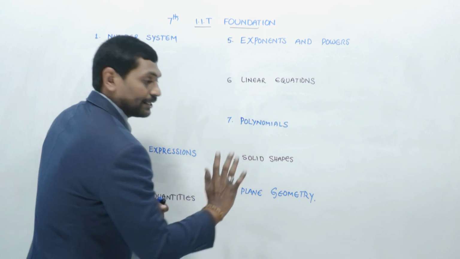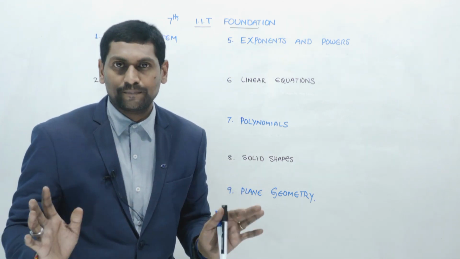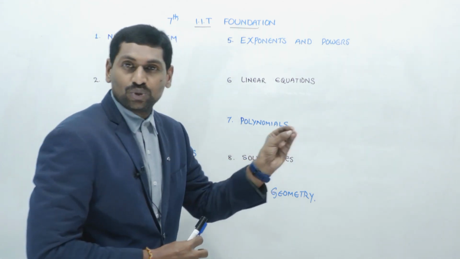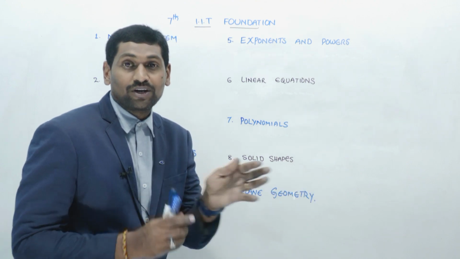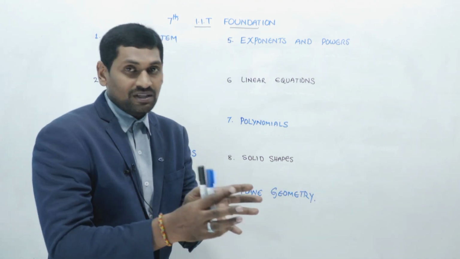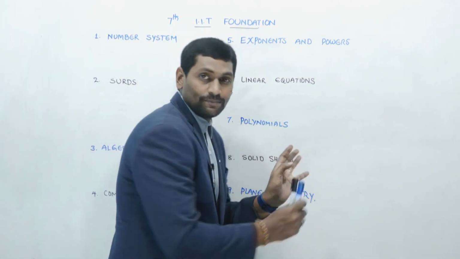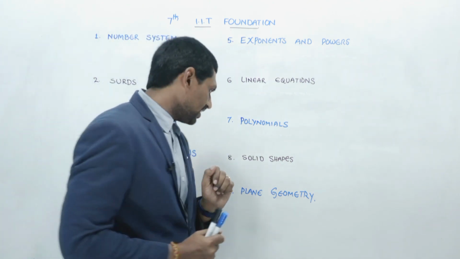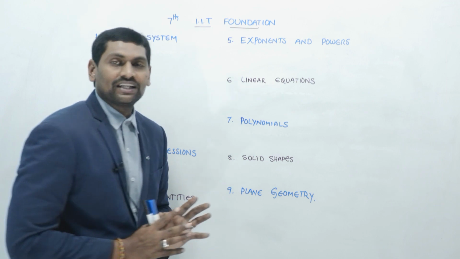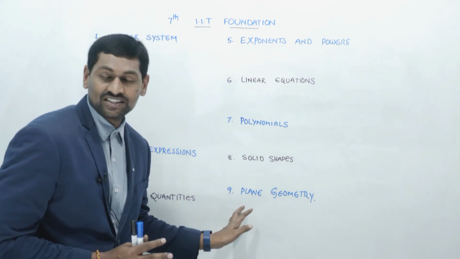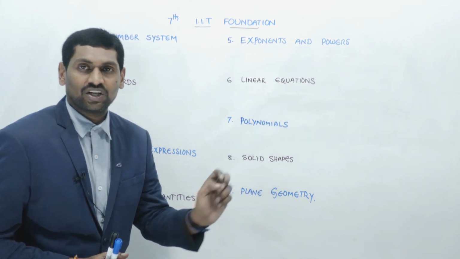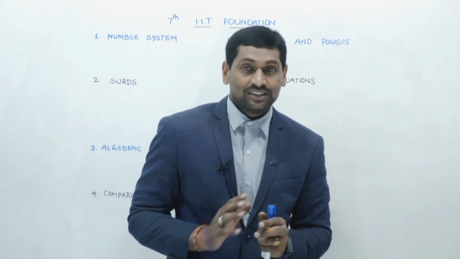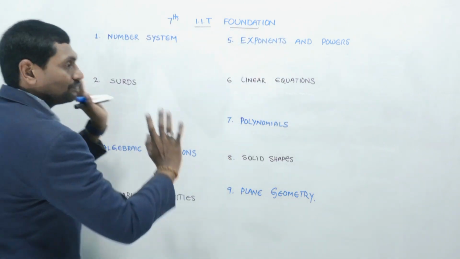Next, solid shapes, geometry. Solid shapes like 2D shapes and 3D shapes. The name is given as solid shapes, but here we cover both 2D shapes and 3D shapes. Next, plane geometry. Now, first one, number system.